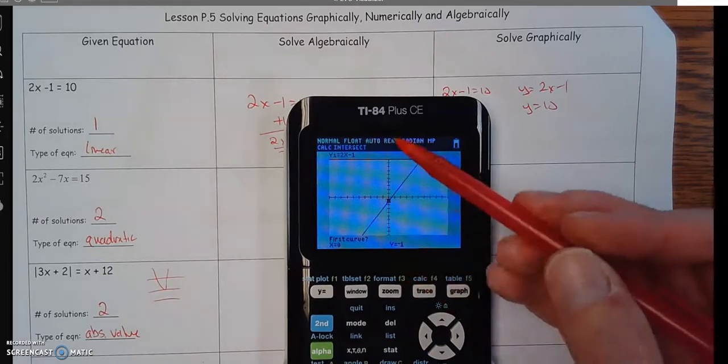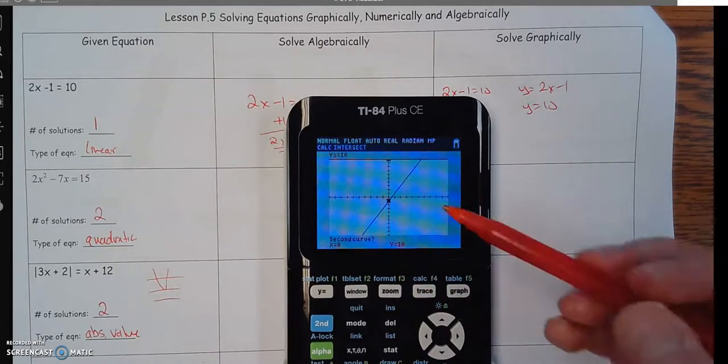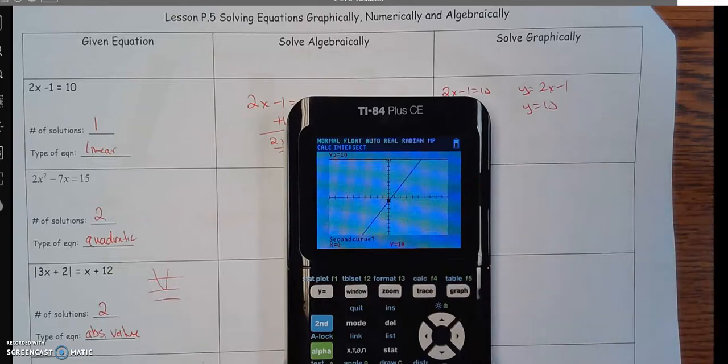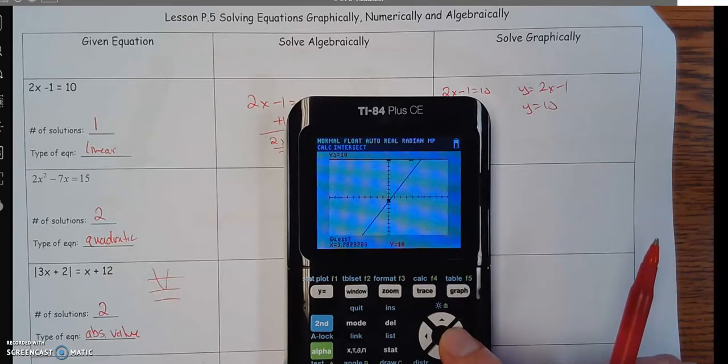Which curve? Doesn't matter. You can do the red or the blue. So hit enter. And then how about the second curve? Just make sure the other curve is entered. And then as a guess, try to get somewhere close to it. It doesn't have to be perfect.